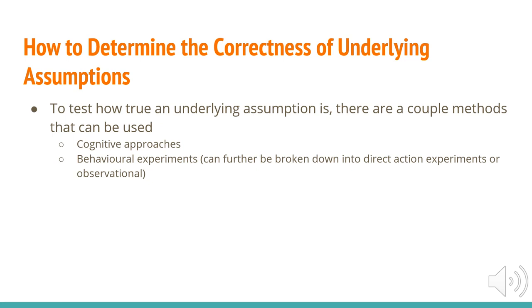How to determine the correctness of an underlying assumption. To test how true an underlying assumption is through cognitive approaches, you can write it down or get the client to elaborate on true consequences for the behavior, including how the situation may be altered and how others might be impacted. If you're doing a behavioral experiment, collaboratively create one that would examine the accuracy and make sure it's possible.